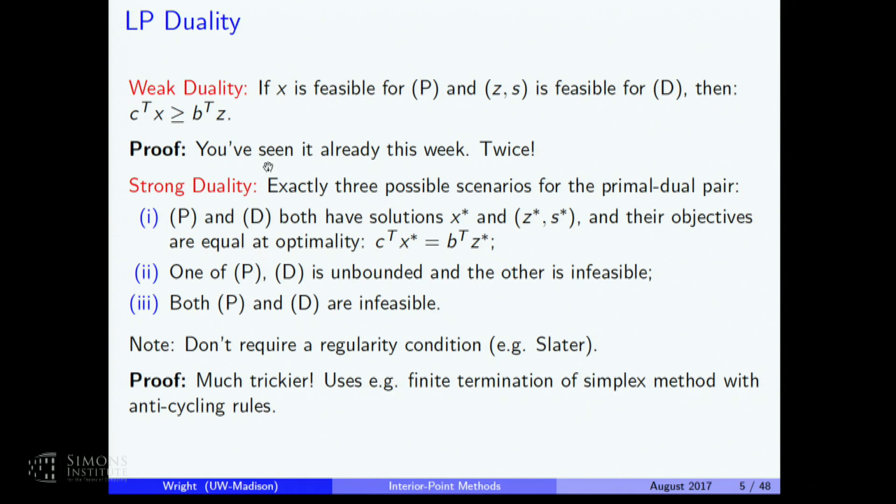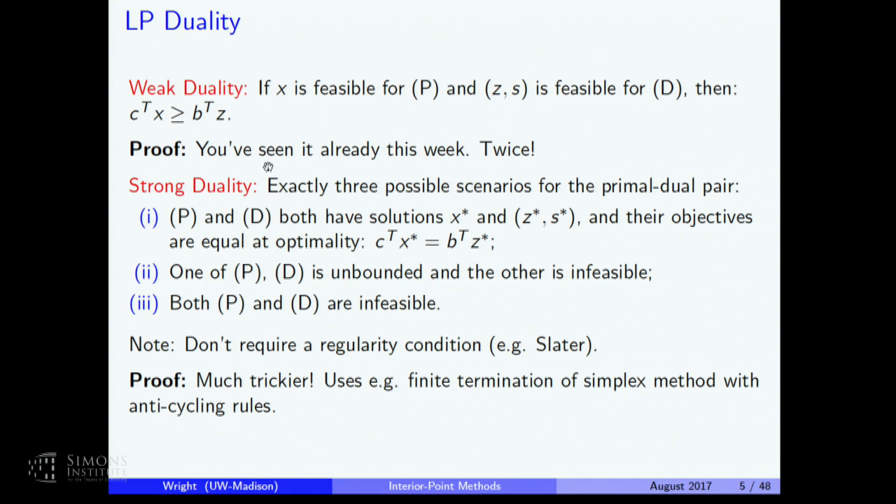The second possibility is one of the two is unbounded and the other is infeasible. Unbounded means it's feasible, but you can drive the objective to infinity or minus infinity on the feasible region. Okay? So that's the second possibility. And the third one is that they're both infeasible. So this doesn't cover all the bases.